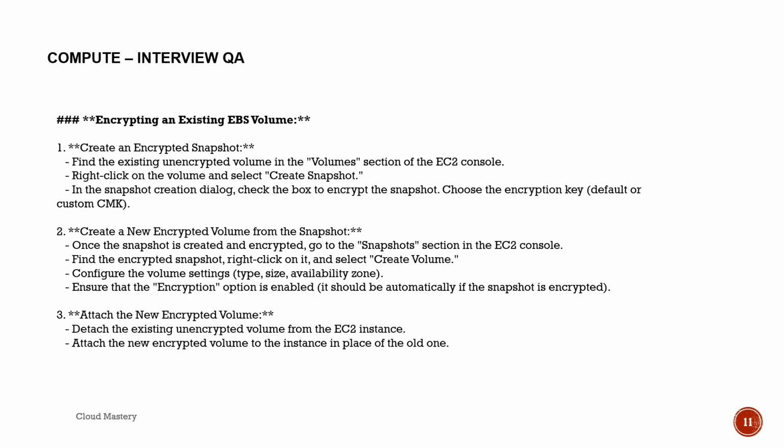Once you create the new encrypted volume from the snapshot, you have to attach it to the EC2 instance, and before attaching you have to detach the old volume. This is the way to do it. It takes around 1 or 2 hours, so you should take the downtime with the application owners, and then you can proceed with the encryption.